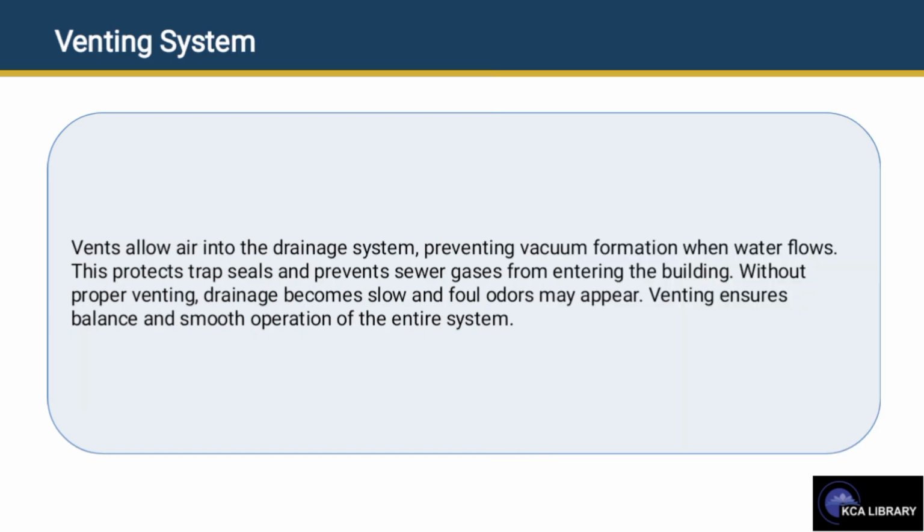Now we have the venting system. Vents allow air into the drainage system, preventing vacuum formation where water flows. This protects trap seals and prevents sewer gases from entering the building. Without proper venting, drainage becomes slow and foul odors may appear. Venting ensures balance and smooth operation of the entire system.